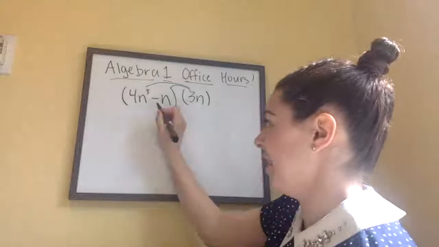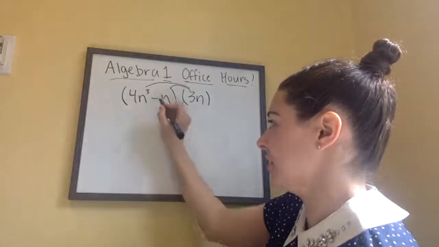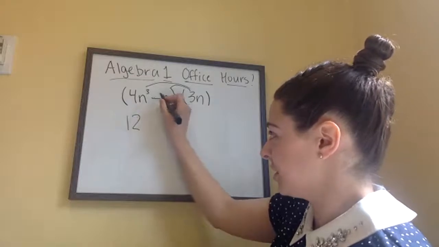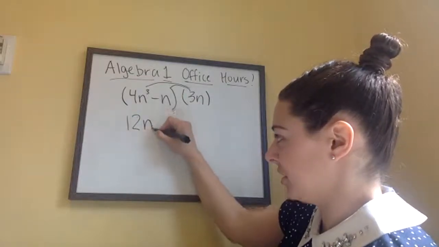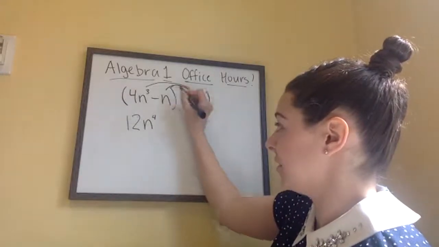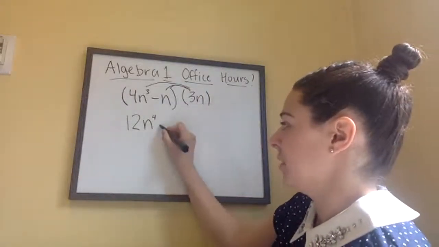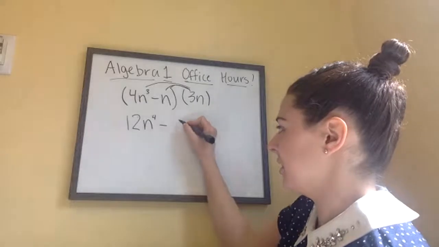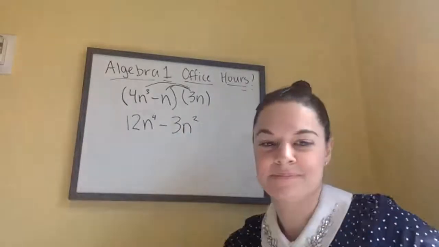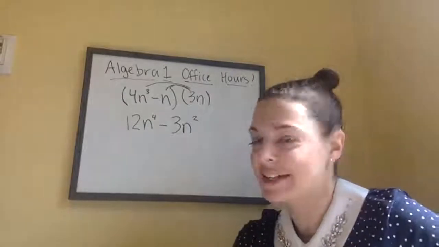So you're going to do 3n times 4n to the third. I know 3 times 4 is 12. I know n to the third times n gives me n to the fourth. And then I have to do the same thing to the other term. 3n times n is 3n squared. Great. Hopefully this makes sense.